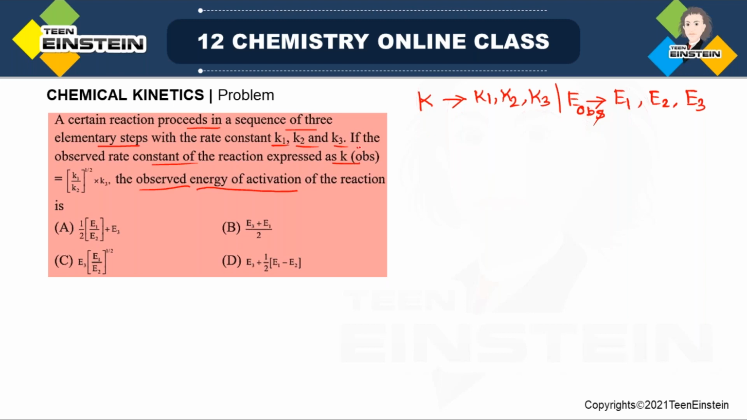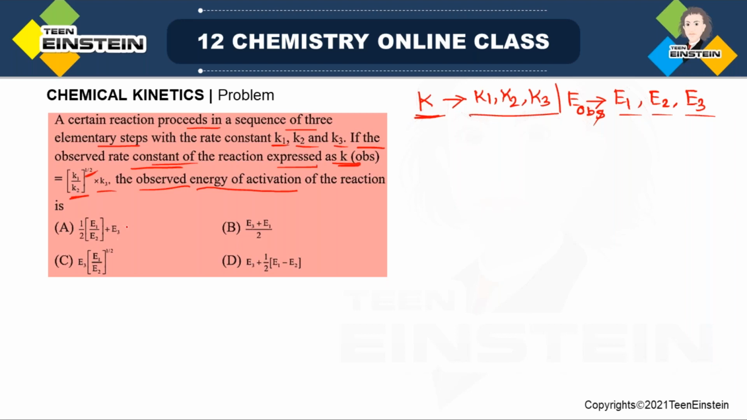Because here it is mentioned, the observed rate constant of the reaction is expressed as K equal to C, K1 by K2 to the power 1 by 2 multiplied by K3. So this is the relationship between K and all these 3 Ks for the 3 elementary steps. This relation is given. From this you have to find out the observed energy of activation of the reaction, how it is related to these 3 individual energies of activation.